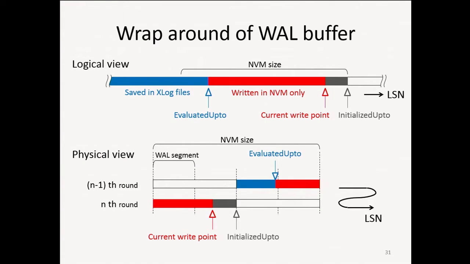As the WAL buffer is used in a ring buffer manner, it arises a race between the current initialized up to and current write point pointers. The current prototype manages the race so that these two pointers do not point to the same WAL segment. That is, the advance of initialized up to into a new WAL segment has to wait until the evacuated up to pointer leaves this WAL segment. Otherwise, these WAL log records cannot be read by the recovery process.